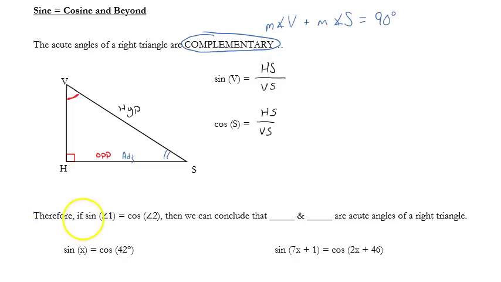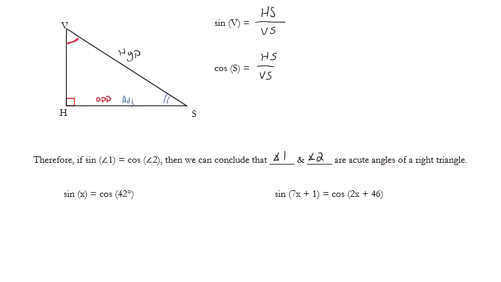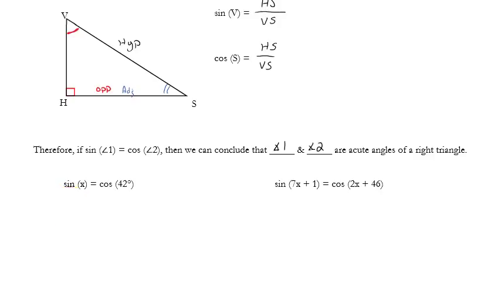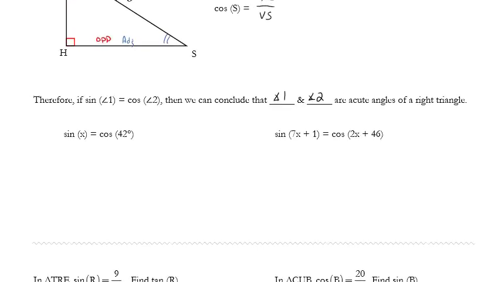That's why we know that if the sine of any angle is equal to the cosine of a different angle, we can automatically assume that those are the two acute angles of a right triangle. Therefore, those angles, angles 1 and 2, add to 90 degrees, are complementary. It's our chain rule of logic again. So again, a couple different types of problems here to illustrate that.